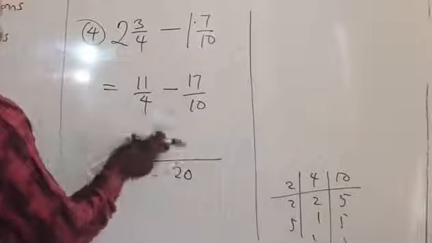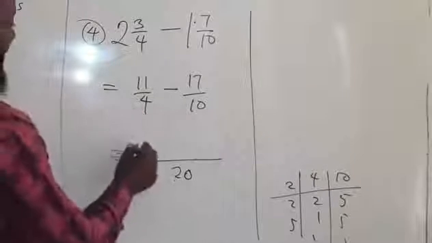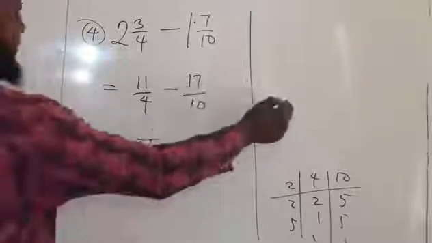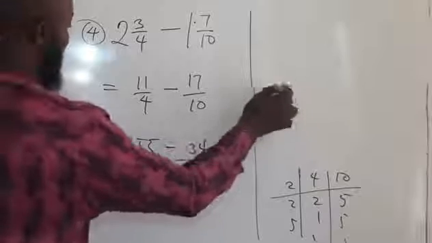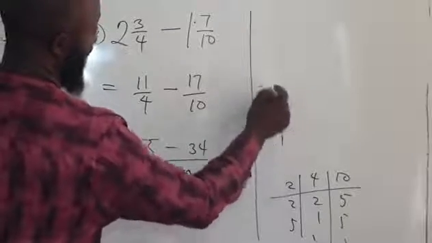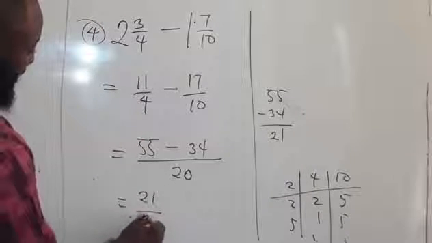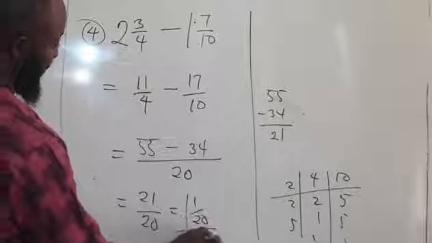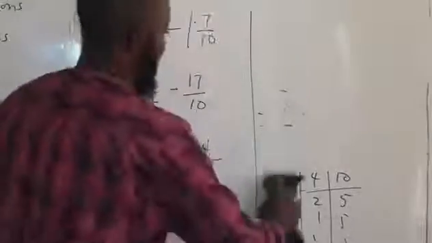So 4 in 20, that gives what? 5. 5 times 11, that is 55. Minus 10 in 20, 2. 2 times 17, that is 34. So we subtract 55 minus 34. This is 21, so that gives us 21 over 20, which results to 1 whole number, 1 all over 20. So that is the first part. That's the first part, right?